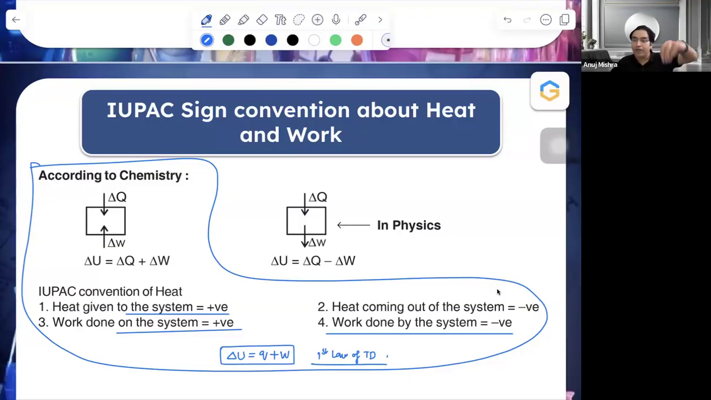Q, heat given, heat supplied. W, work done on the system. Delta U, positive. It's like balance sheet. Okay. So delta U is change in internal energy. Q is heat and W is work done. Raise your hand if it is clear up to this, everyone. Any doubts you can please ask.